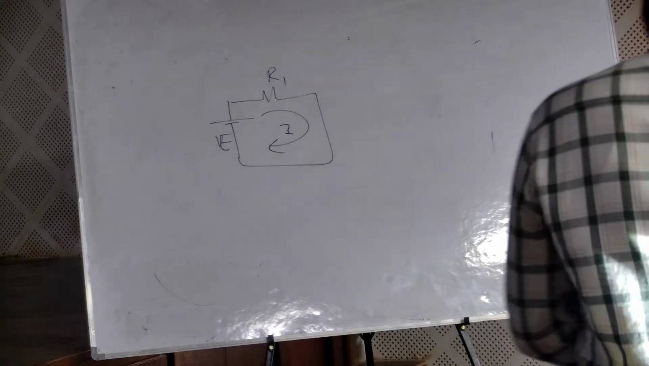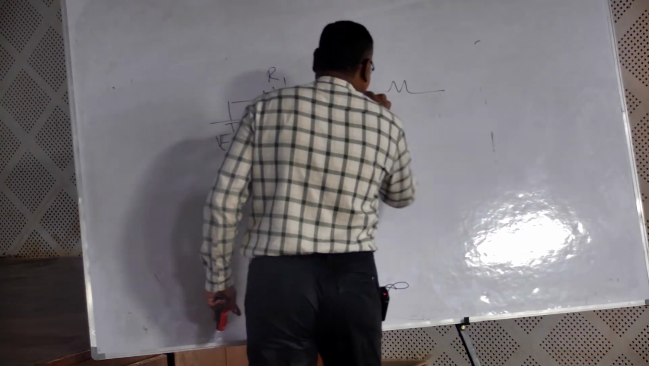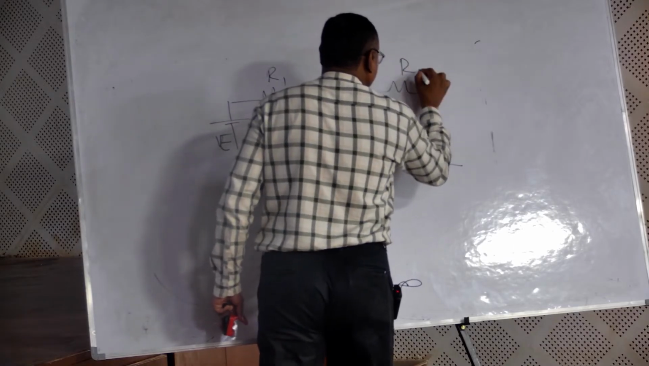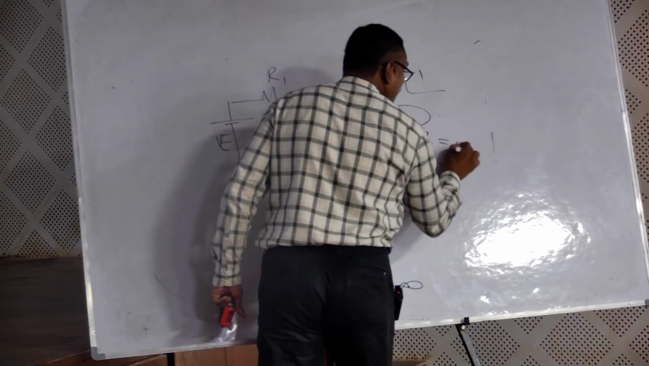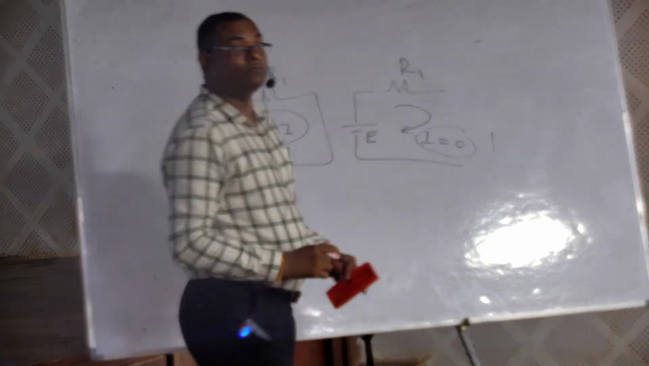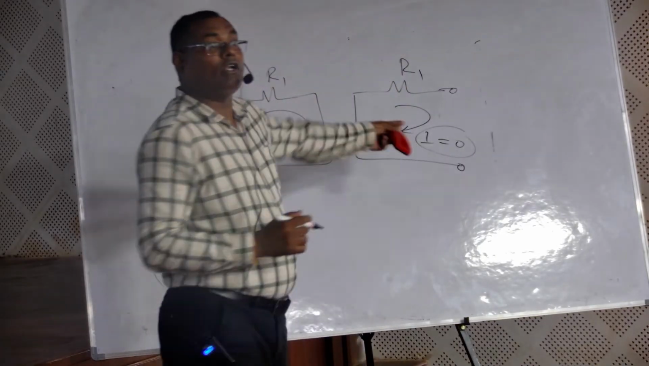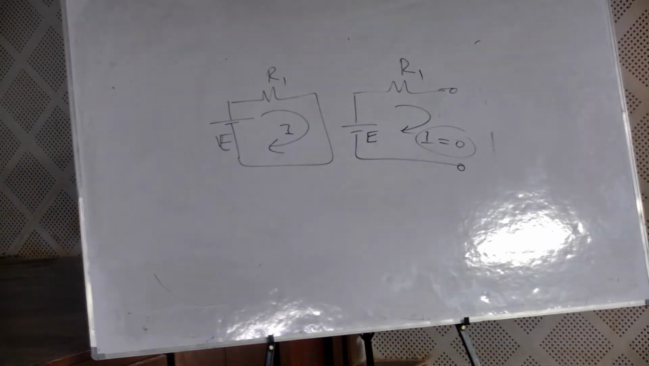For example, if I make it open, the bulb is open. Now what is the current I? Zero. The bulb does not glow. Why? Because we have opened it, there is no closed circuit. It is called an open circuit. We have two types of circuits: one is called a closed circuit, the other is called an open circuit. In an open circuit, the bulb does not glow.